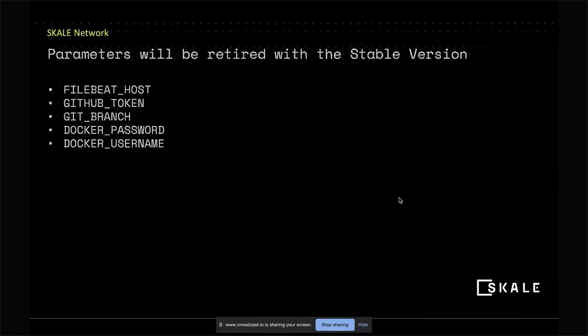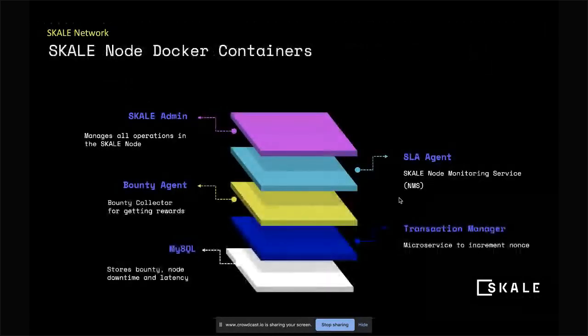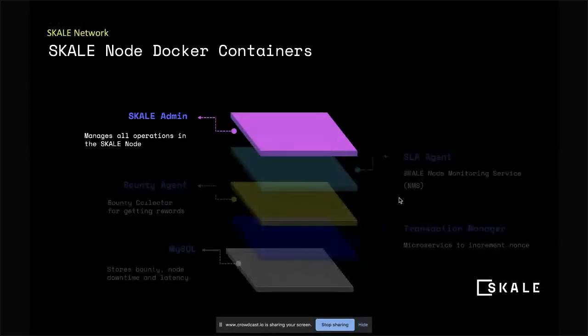So let's talk about my first slide that I started wrong. These are the Docker containers that are actually being set up right now with the current execution. First of all, Scale admin is the most important one. It manages all operations in the Scale node. It's one of the Docker containers, and it also communicates with the Scale manager, where Scale manager lives in the mainnet, as Christine mentioned. And whenever you register a node, it will go through the Scale admin. So think about it as the administrator of everything.